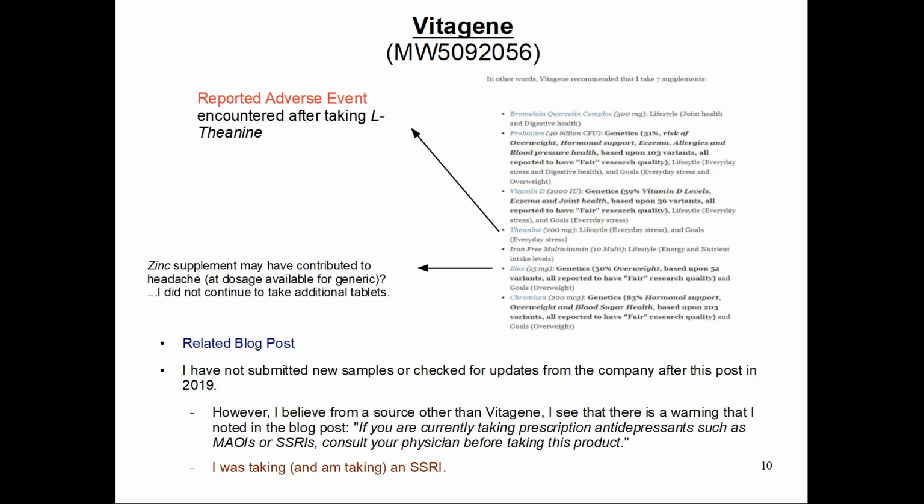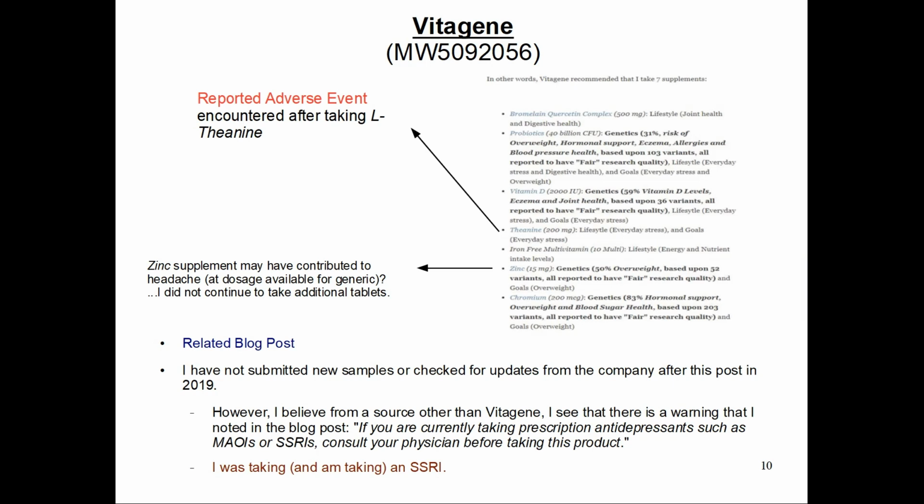And so in this case, I did try a couple of things. One of them was a zinc supplement, and I believe it gave me a relatively bad headache, but I didn't report it to the FDA because I think the dosage for the generic tablet that I took was a good bit higher than was recommended. So I don't know if that was completely fair to describe.